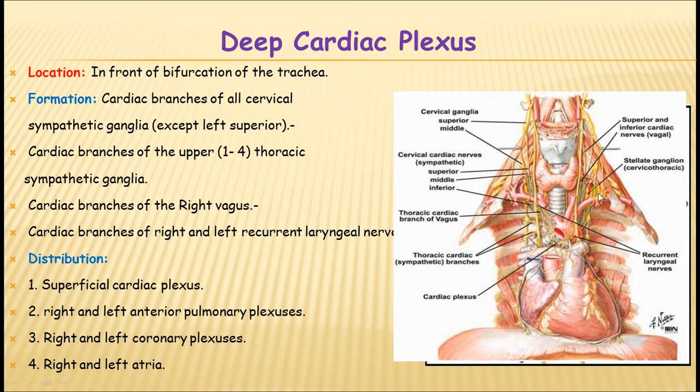So here you are able to see the formation, mainly by the thoracic cardiac branches of the vagus and sympathetic. From the sympathetic trunk they are giving cervical cardiac branches. They all take part in the formation of the deep cardiac plexus.